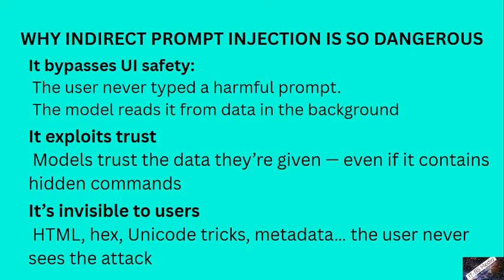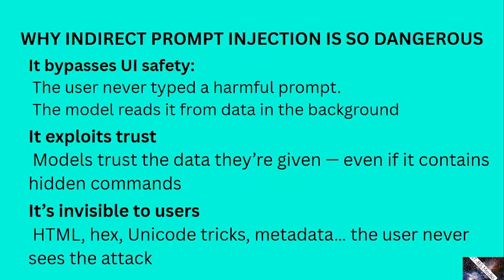Another thing is that it exploits trust. Models trust the data they are given, even if it contains hidden commands. So that is one thing: unless a precaution is put in place to treat all commands as suspicious, that will not prevent AI from running those commands, because AI operates by default on trust. So it has to be trained not to trust every prompt.